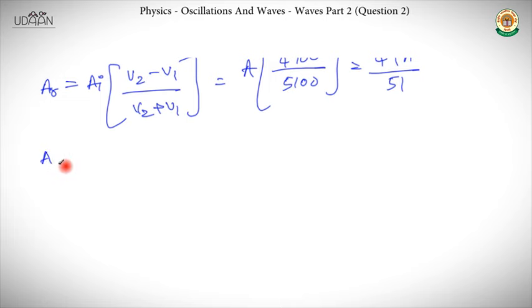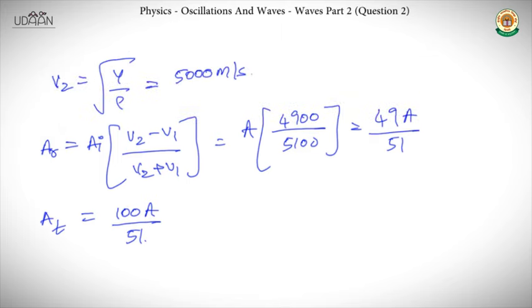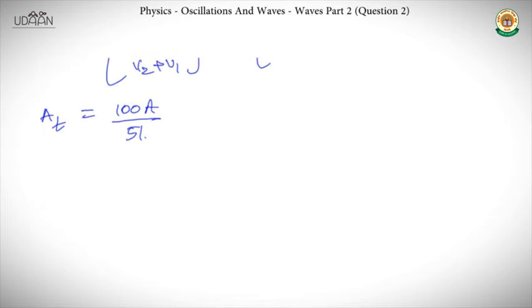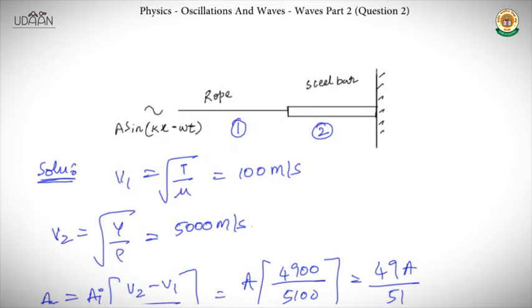Similarly, apply the formula for A transmitted. You get it as 100 A by 51. Remember, both of these we discussed in theory, and we did mention that it was important for problem solving. So now let's see what happens.